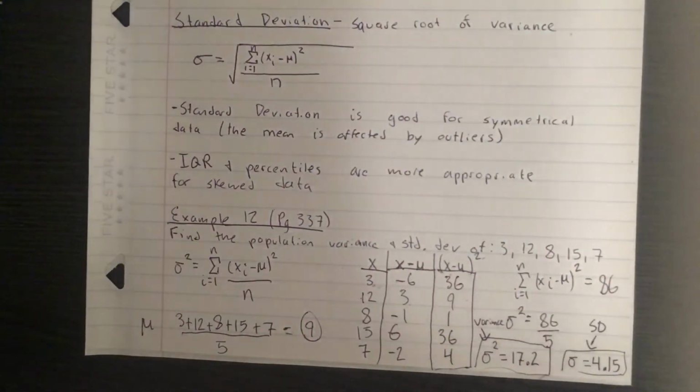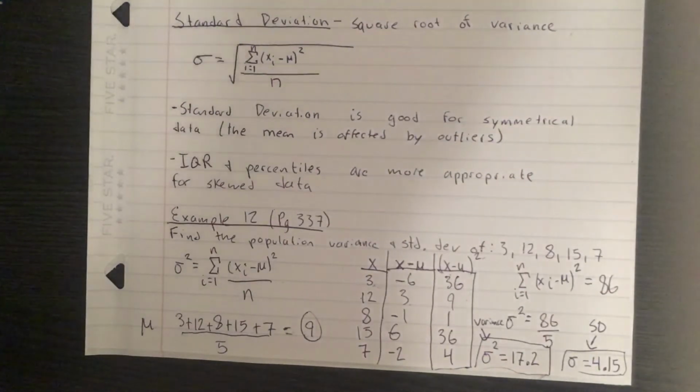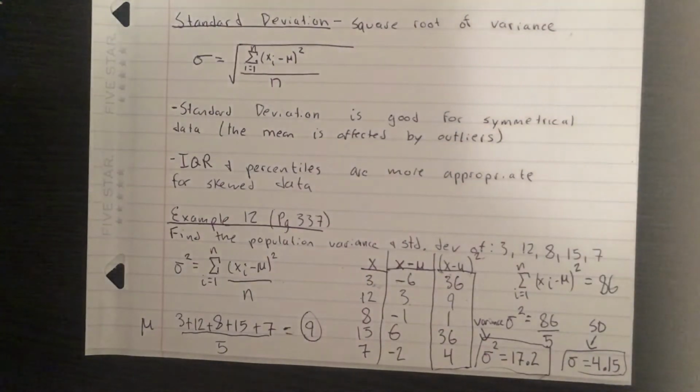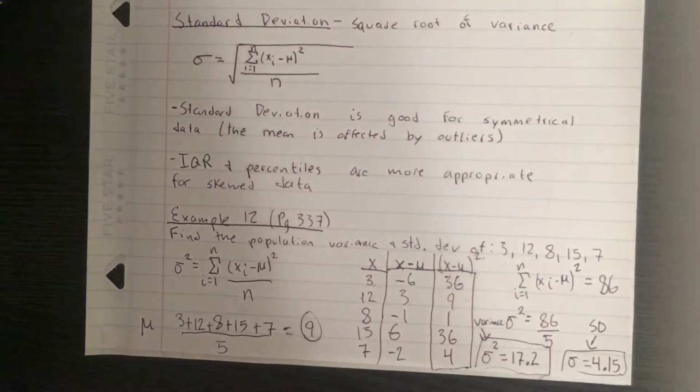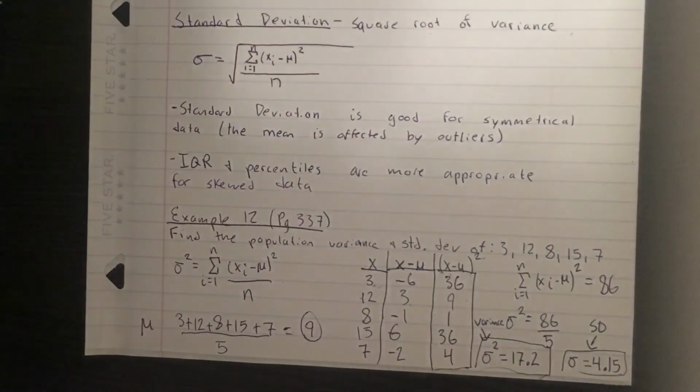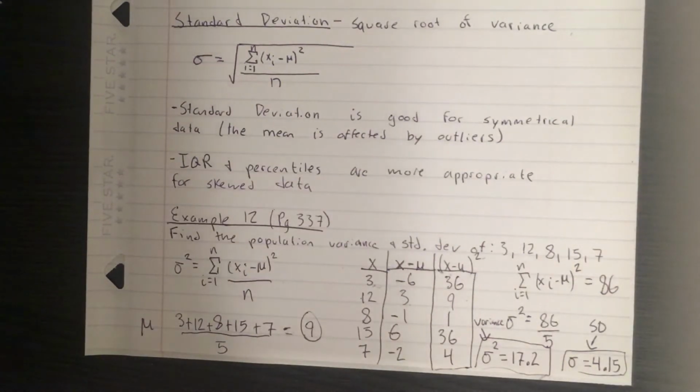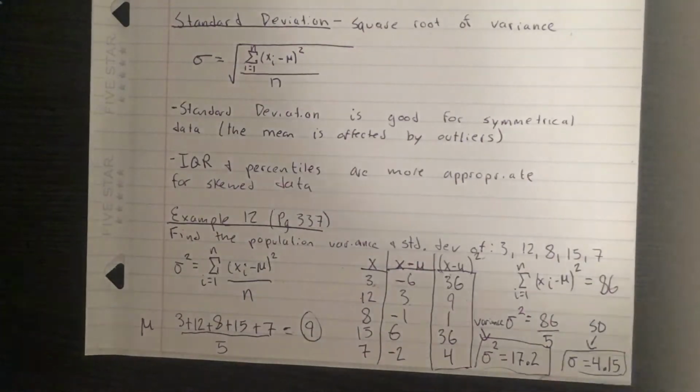So conceptually, all that we're calculating here is the distance from the mean, and we're squaring it. And then we're going to divide that by how many terms we have. We're calculating the average distance from the mean, which is another way to describe spread.